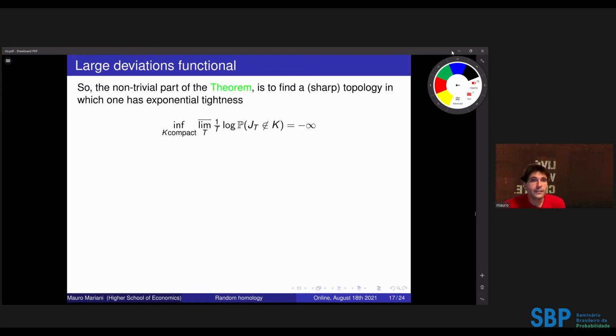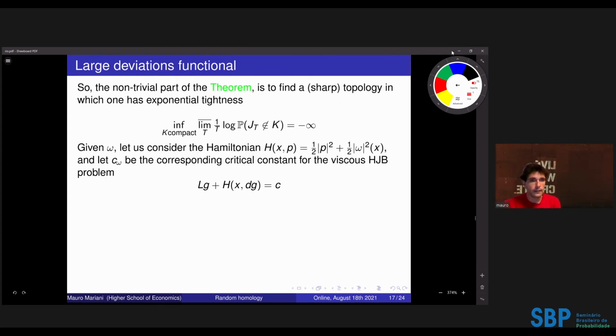And so what is the non-trivial part in this theorem? The non-trivial part in the general derivation is not to write down the functional, which you can do in a moment, but is to find the right topology, a sharp topology in which it holds. So you want a topology in which you have a so-called exponential tightness. So the probability that G_T is not in a compact set in this topology can be made smaller than e to the minus L. So for each L, you find a compact set K such that the probability that you are not in K is less than e to the minus LT. That's the idea. So in what topology is this true?